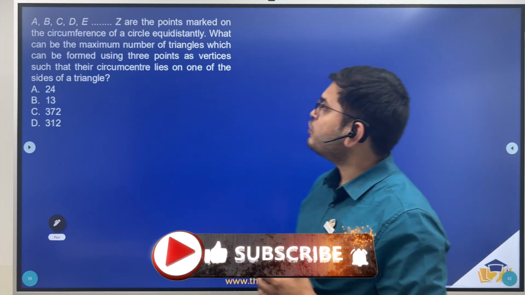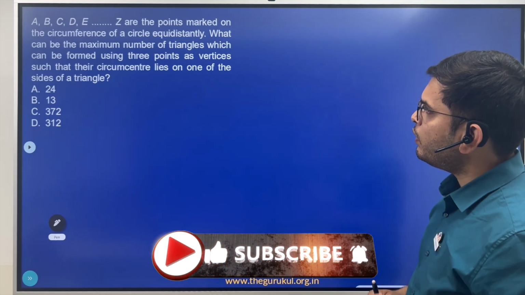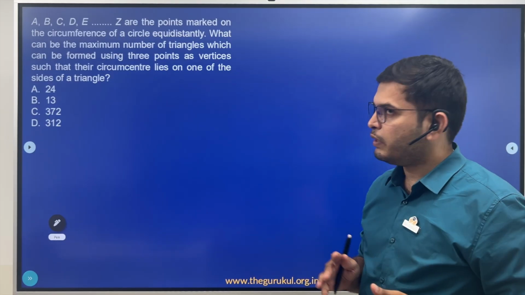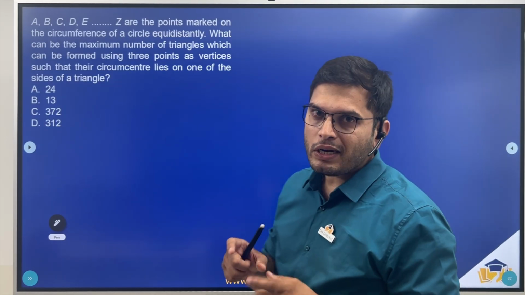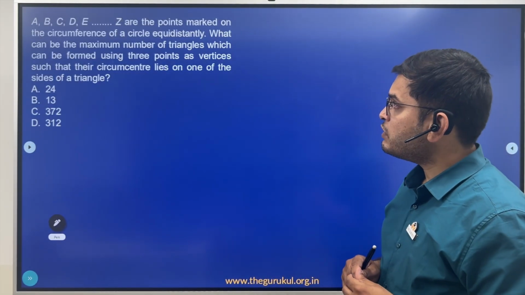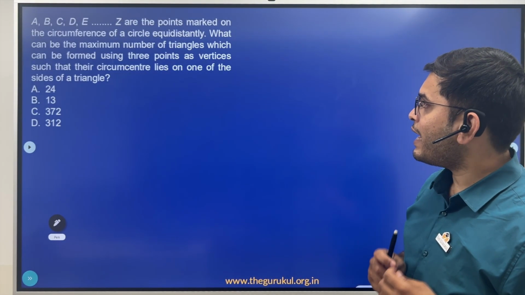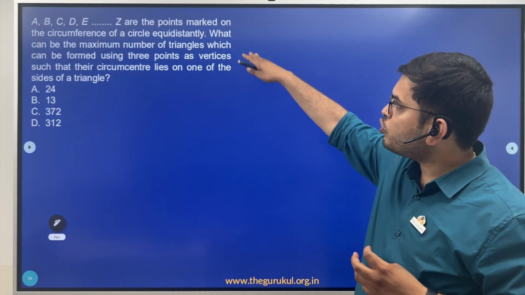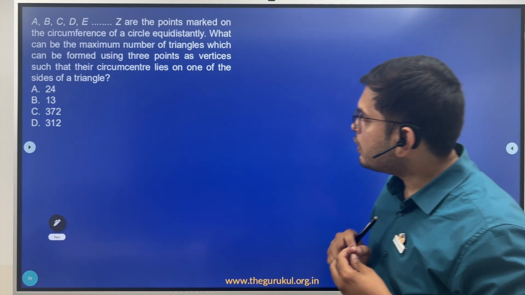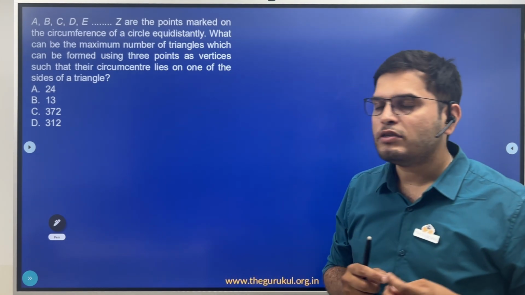Now coming to the third question, A, B, C, D, E, so on till Z are the points marked on the circumference of a circle equidistantly. That means the distance between any 2 points is constant. What can be the maximum number of triangles which can be formed using 3 points as vertices? Right. So these 3 points should be among those 26 points only, such that their circumcenter lies on one of the sides of a triangle.